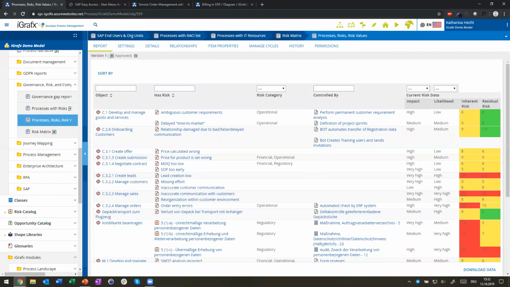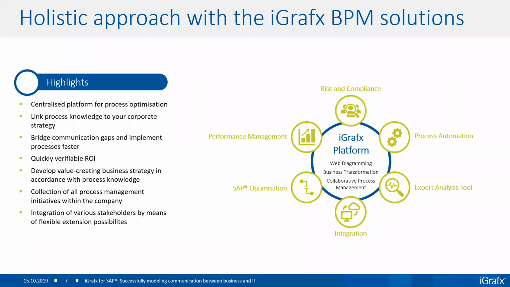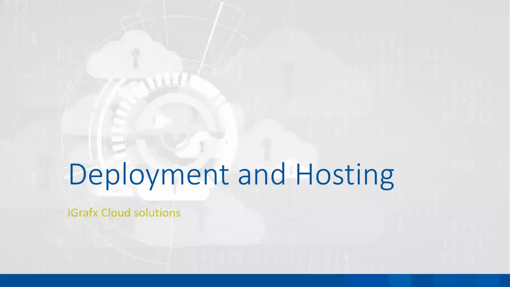All right, so far that's what we saw in the tool. Let me just go back to the presentation and mention again that I was highlighting the iGrafx platform. We also saw the topic around SAP optimization, which means the interface with the SAP Solution Manager 7.2. And I also gave a short outlook on risk and compliance, so the possibilities that you have around risk mapping in iGrafx.